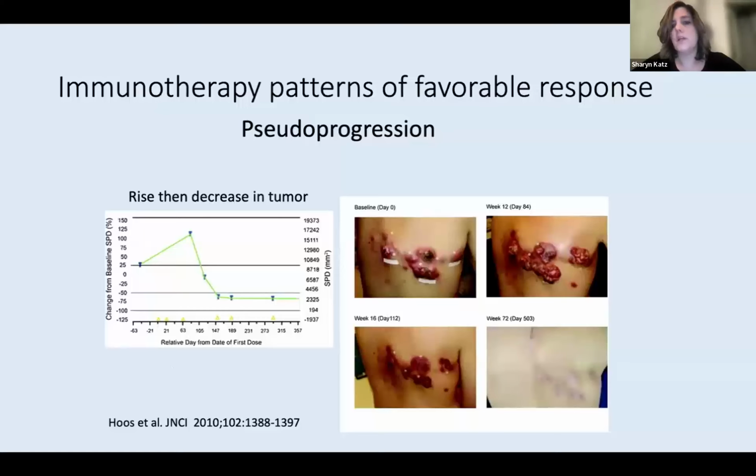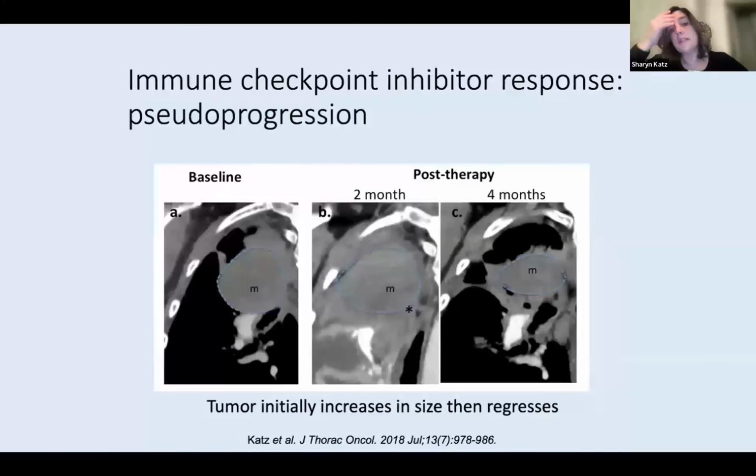ICI-associated pseudoprogression. And here on the pictorials, this is a melanoma lesion at day 0 baseline, week 12, a really pretty progressive looking increase in the size of those skin lesions, which then subsequently regressed at week 16 and are nearly gone by week 72. And this is a pretty dramatic example of radiologic ICI-associated pseudoprogression. And we see this also on CT.